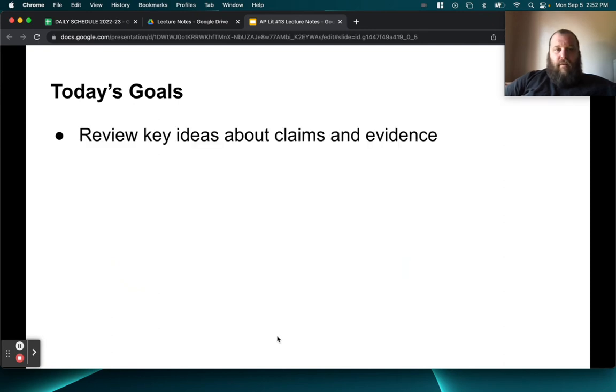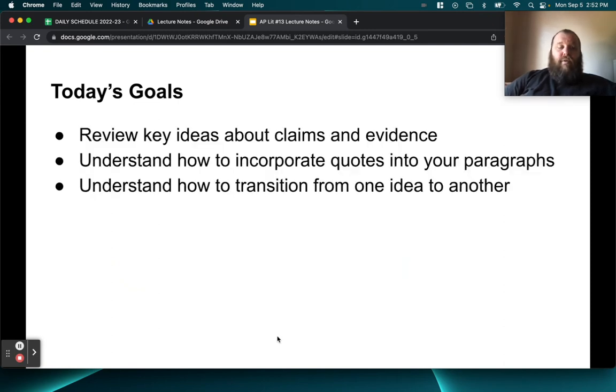So the goals today are those exact ideas, actually. We want to review key ideas about claims and evidence. What are they? Understand how to incorporate quotes into your paragraphs. So we saw several examples of those. And we need to understand how to transition from one idea to another. Again, building on the previous sentence or a previous idea, furthering the point. Ask yourself, okay, what's next? Okay, I finished this idea, or I finished this sentence. Okay, what's next? What's the next natural thing that I need to say?